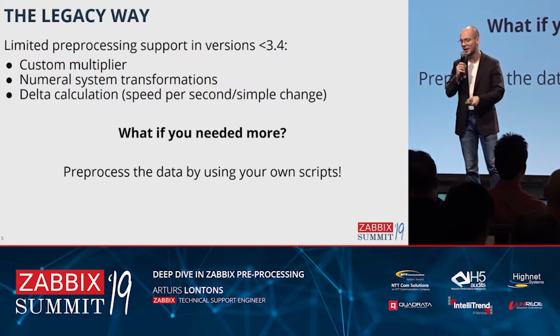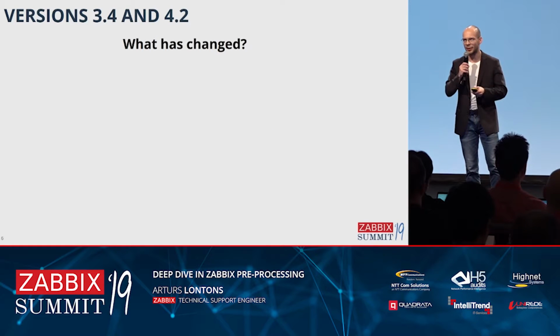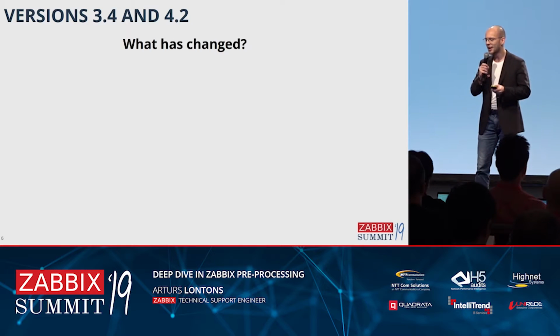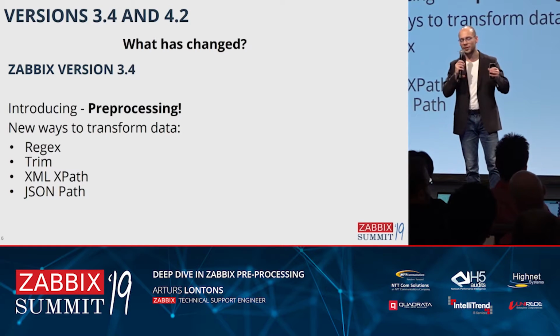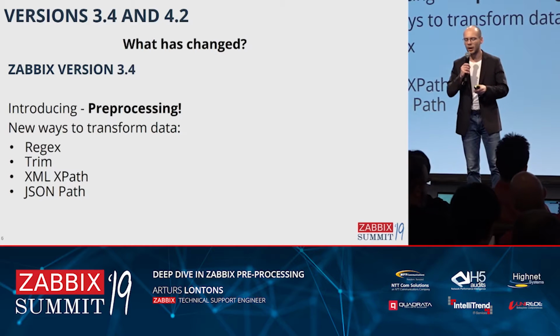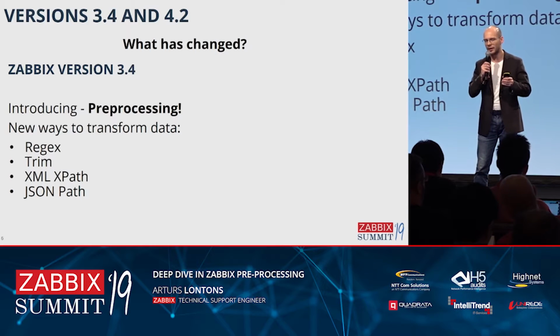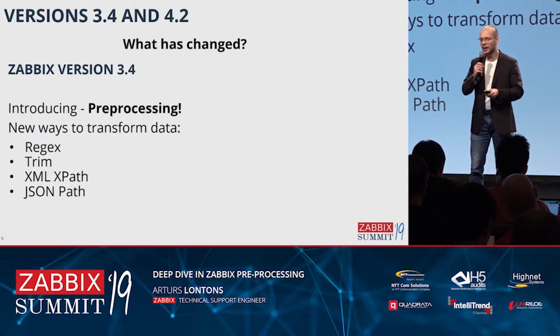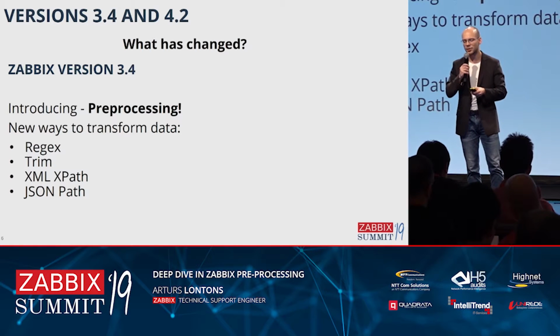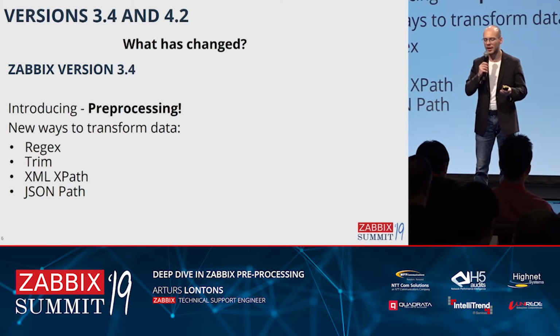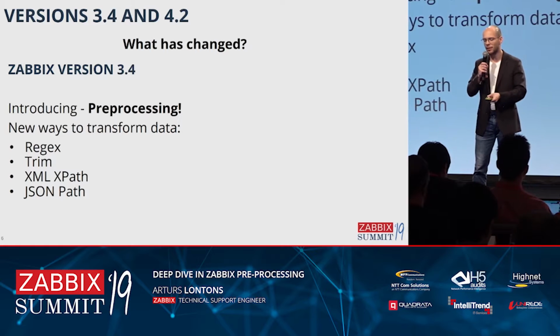Our hands are untied. I remember Alexei saying, with great power comes great responsibility. He had that quote in his presentation. So this kind of applies also to pre-processing. So in 3.4, we added the whole pre-processing tab, as you know it. Before that, you would have to configure it in the item selection. Now you can do it in the pre-processing tab. We added regular expressions. To those of you who are familiar with them, you could use them starting from 3.4, simple trims, and working with XPath and JSON path.